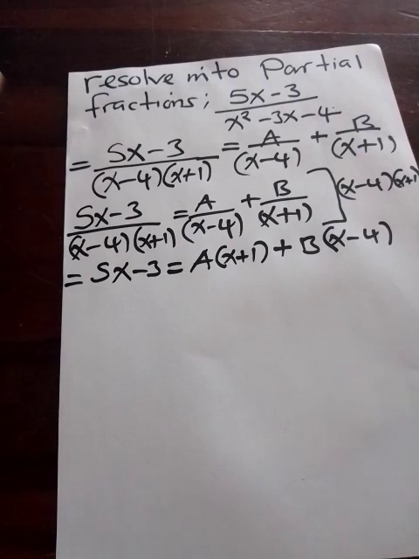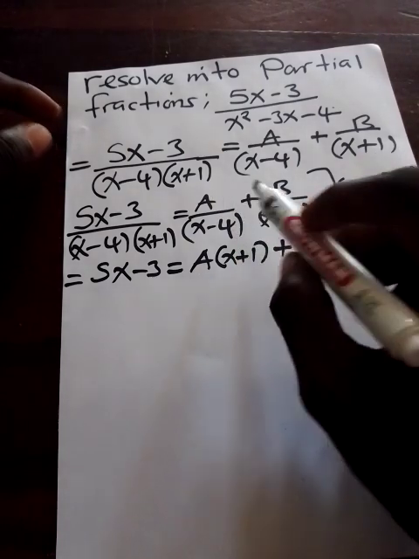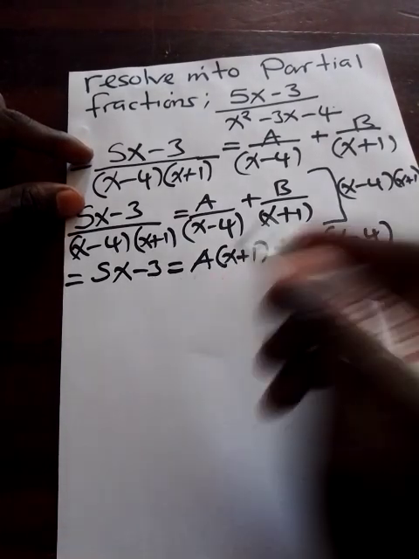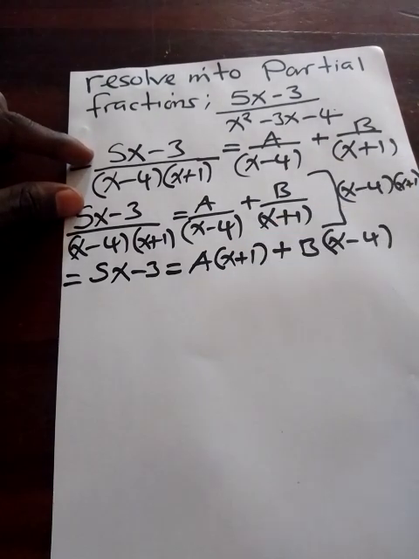The denominators are gone. So now what do we do with this one? Remember, we are looking for the values of a and b. For this one, we can just say there are two ways in which we can solve this. Be on the lookout for another method in our next example.